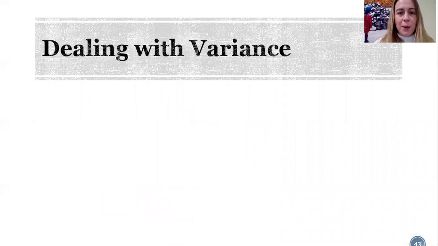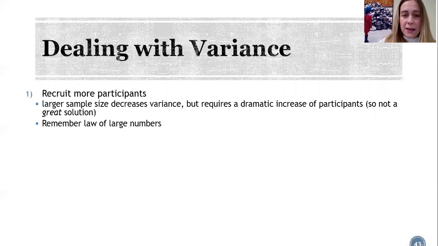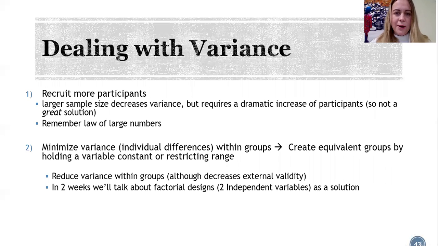So what can we do about it? It's all great to say that there's all these problems. Let's talk about some solutions. We can deal with this variance. We can recruit more participants. We'd have to recruit a lot though to make up for this and to find a group difference. Remember that law of large numbers, with increase, but with diminishing returns.